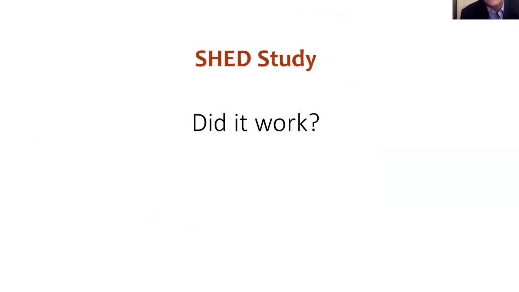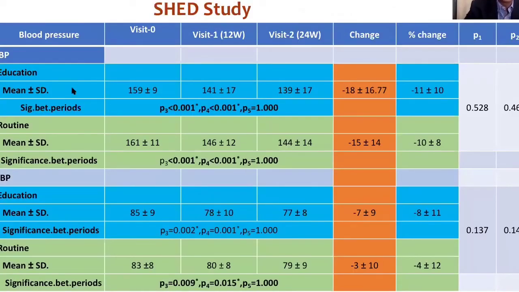Now, the big question that every one of you would say, did this work? Did education and knowledge, as well as home blood pressure monitoring, manage to help in a randomized controlled trial? Now, I want you to bear with me for the next slide, because it's a busy slide. So I want you to take it, and here the color code. Blue is the intensive arm, and green is the routine arm. And here, visit 0 is when we started, visit 1 is 12 weeks, visit 2 is 24 weeks.